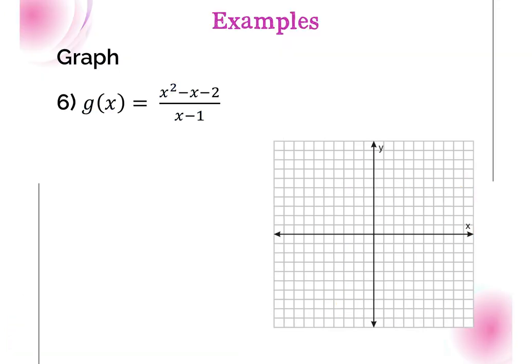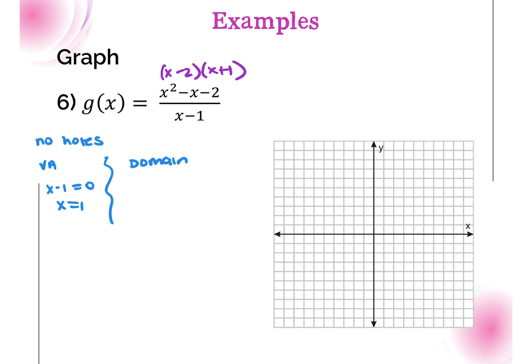Okay, looking at 6, I'm going to factor the numerator: x minus 2 and x plus 1. And the x is plus 1 in the numerator, minus 1 in the denominator, which means they don't cancel. So even though you were able to factor it, you're not canceling, which still means there's no holes. My vertical asymptote, x minus 1 would equal 0, so x equals 1. My domain is the opposite of that. So x cannot equal 1, meaning -infinity to 1 and 1 to positive infinity.